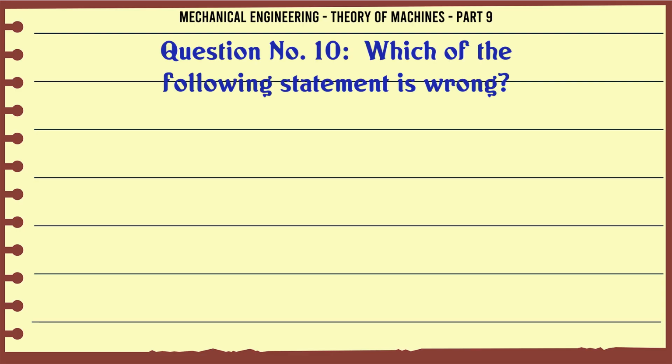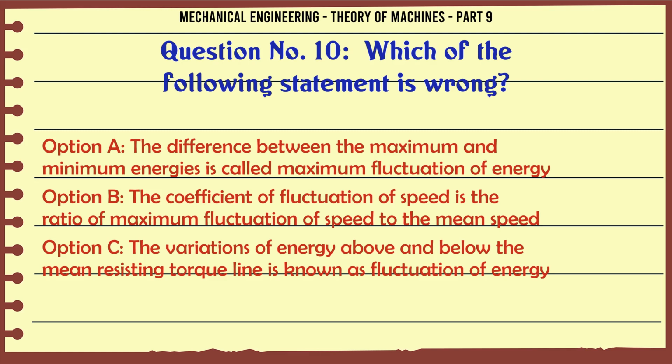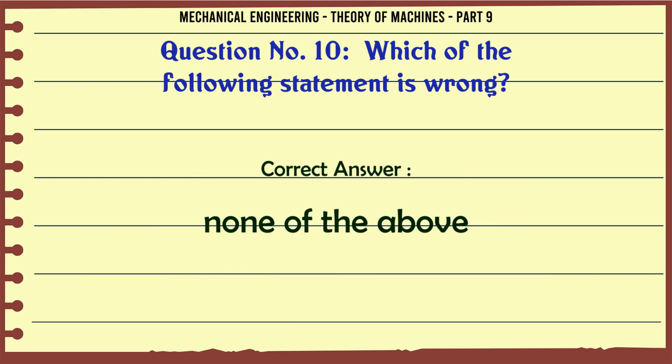Which of the following statements is wrong? A. The difference between the maximum and minimum energies is called maximum fluctuation of energy. B. The coefficient of fluctuation of speed is the ratio of maximum fluctuation of speed to the mean speed. C. The variations of energy above and below the mean resisting torque line is known as fluctuation of energy. D. None of the above. The correct answer is none of the above.